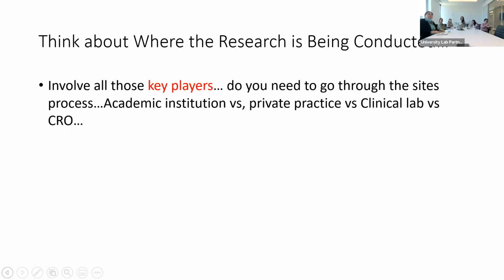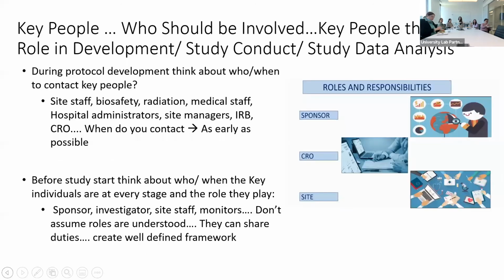Think about who your sponsor is and who your investigator is and who these key people are that are involved in the study, right? But don't assume that they understand their role. Because in one study, the sponsor can take on a subset of responsibilities. In the next study, they may divide up responsibilities between them and the investigator, right? So you want to have very clear instructions and a framework of what responsibilities fall on who, okay?